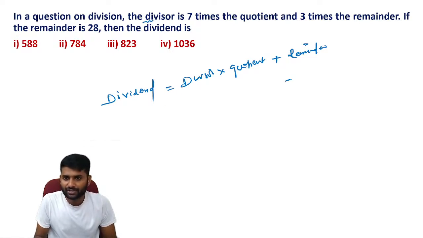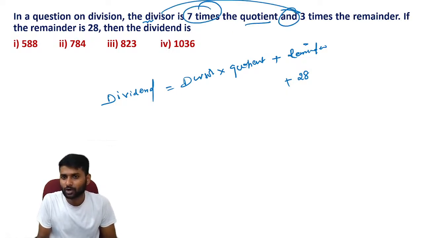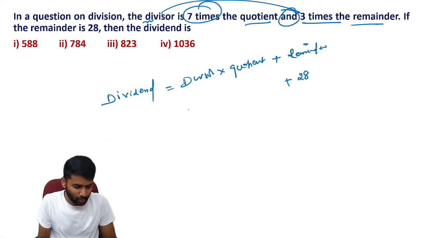Now see the information here. The remainder is 28. The divisor is 7 times the quotient, and again they are talking about the divisor. The divisor is 3 times the remainder. 3 times 28 is exactly equal to 84. And the divisor is 7 times the quotient, so the quotient is exactly equal to 12.